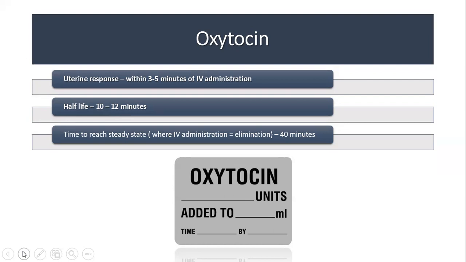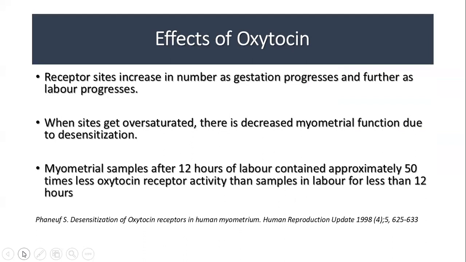So we know that uterine response to oxytocin will start in about 3 to 5 minutes after IV administration, and the half-life of oxytocin is about 10 to 12 minutes, and the time to reach steady state is about 40 minutes. Certain facts we also know about oxytocin, and I'm sure we know this already, that the receptor sites will increase in number as gestation progresses and as labor progresses.